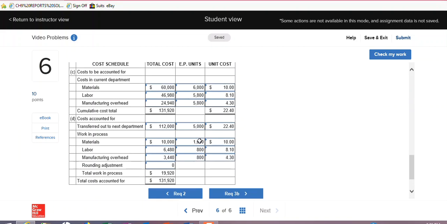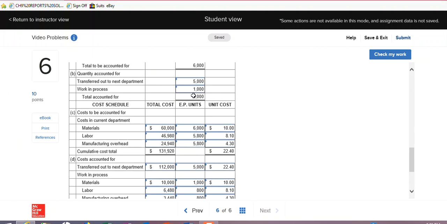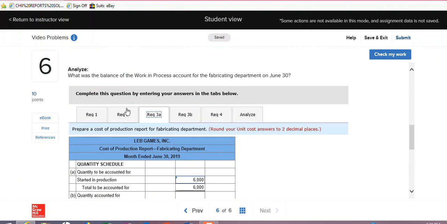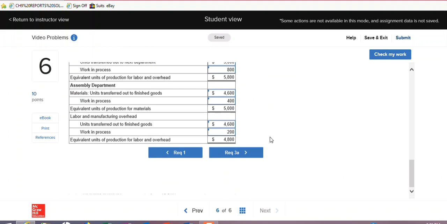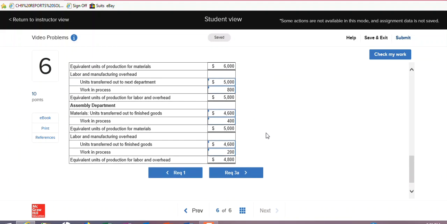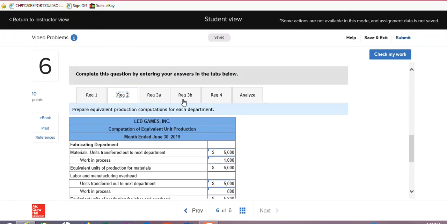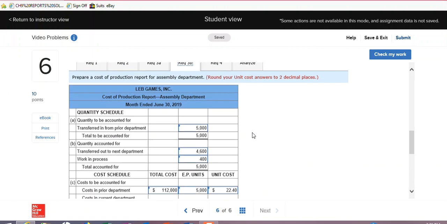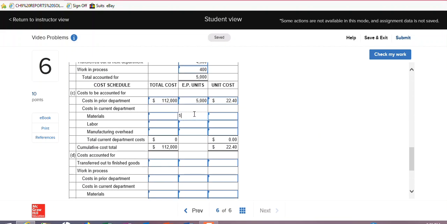Oops, I'm sorry. I'm going down too far. Let me make sure I'm where I'm supposed to be. I'm on the wrong chart. No wonder that doesn't make sense. Oh, here we go. All right. We had 5,000 units in materials, and here's the 4,800 in labor and overhead. That makes more sense. So you have to actually skip over two tabs to get that.